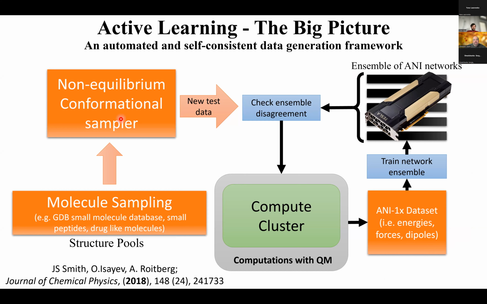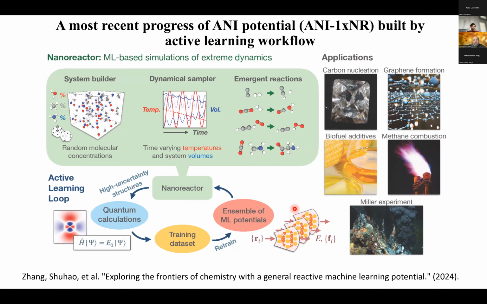We throw in a bunch of data. We check the ensemble disagreement. If it is high, we run reference QM calculations, update the database, and retrain the ensemble model. Through this loop of active learning, we can feed in more and more relevant data that has a high uncertainty, and that's essentially how these databases get populated.